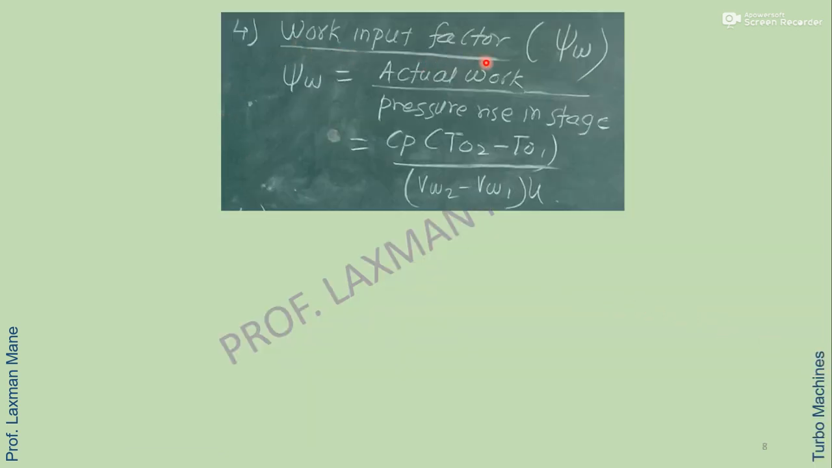Next is work input factor. This is psi W, that is the same as that of the centrifugal compressor. So it is the ratio of actual work to pressure rise in the stage. Actual work is Cp into T02 minus T01. Pressure rise in the stage is given by the formula Vw2 minus Vw1 into U.